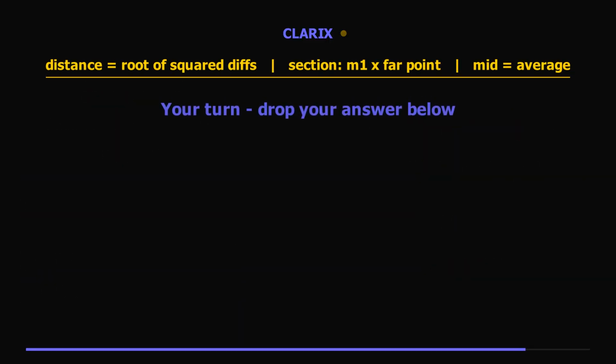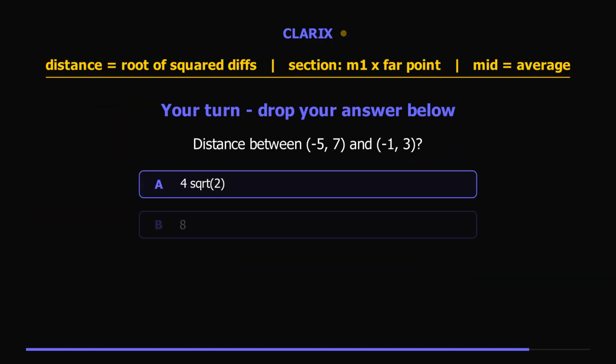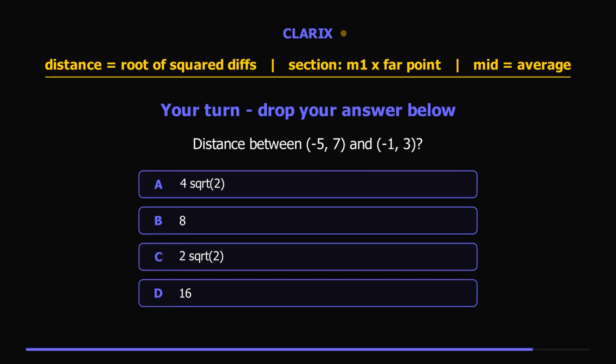Lock it in. Distance is the root of the squared differences. The section formula lands a point in any ratio, m1 times the far point, and the midpoint is just the average. 3 formulas, the whole chapter.